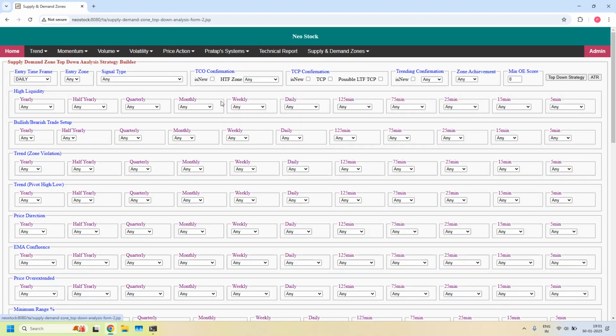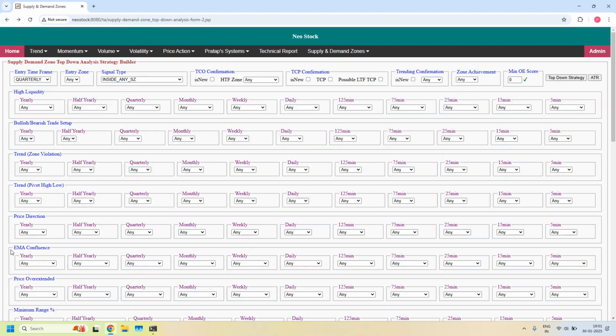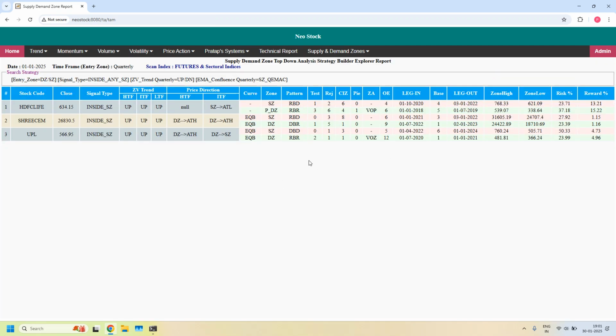Okay, next time frame is monthly. But meanwhile, have we verified how many of these quarterly zones are having quarterly EMA confluence? No. So let me add the filter in the EMA confluence, quarterly time frame, quarterly supply zone having quarterly EMA confluence, and trend on the quarterly time frame can be up or down with these filters. Out of 5, we got 3 stocks. So these 3 quarterly supply zones are having quarterly EMA confluence. That way you can identify the best zones.